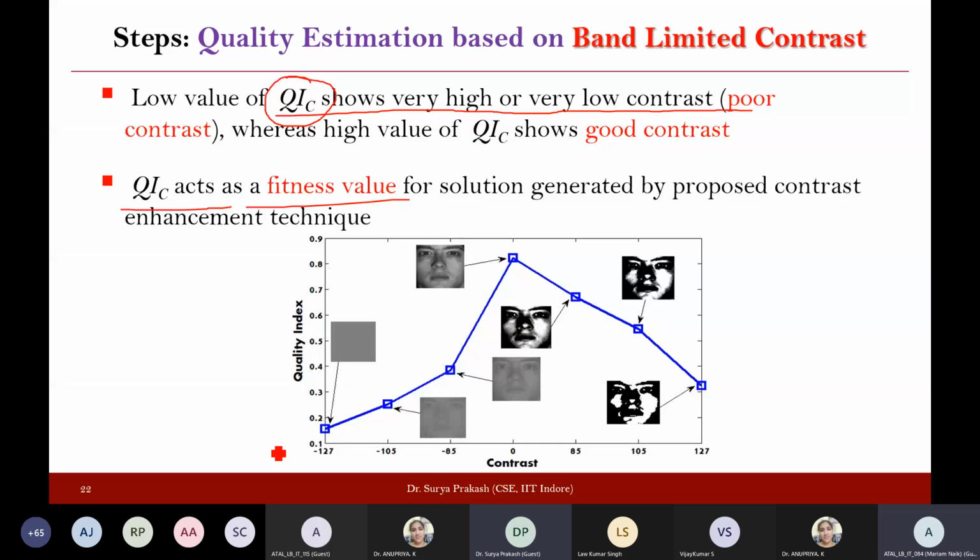No, theoretically, it can lie in any range, because we have actually normalized it in such a way that this falls between minus 127 to 127, and the ideal contrast actually comes at 0. But actually, sir, the gray level range is 0 to 255. No, that is why I'm saying that we have actually normalized. So whatever value you get in an image, you can normalize it again, right?